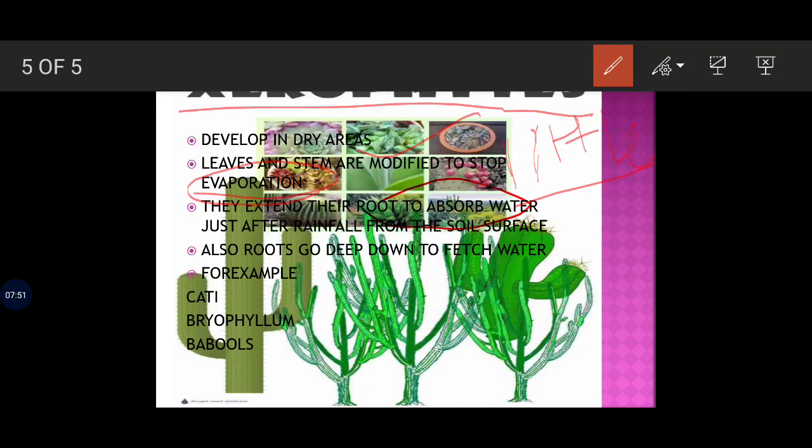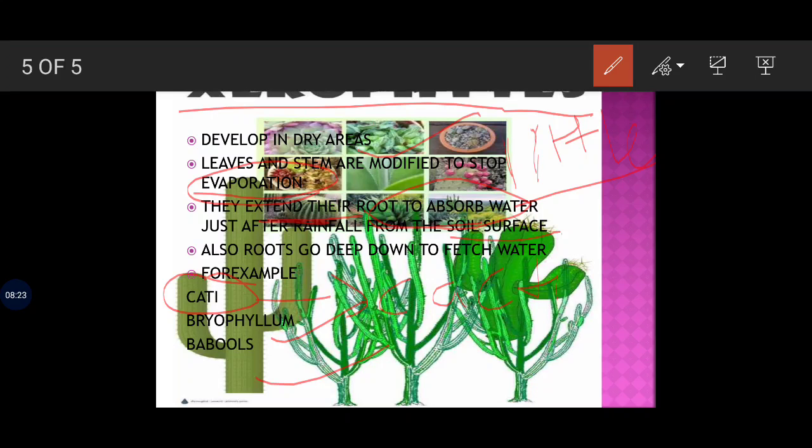They extend their roots to absorb water from the soil surface just after rainfall. They have very little rainfall, but just after the rainfall their roots spread out on the soil surface in order to fetch the water. Certain examples are cacti, bryophyllum, babul, eucalyptus, etc.